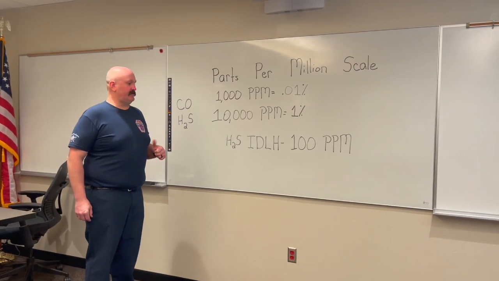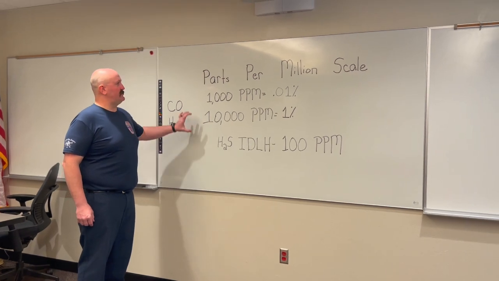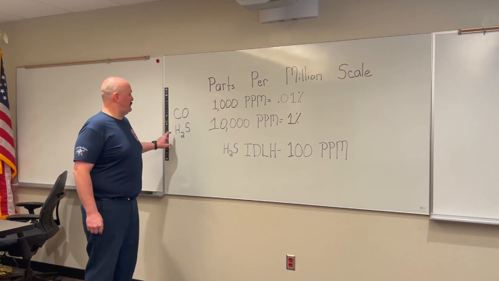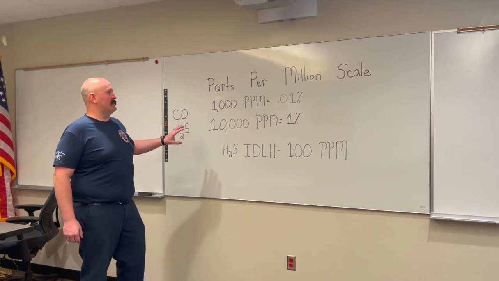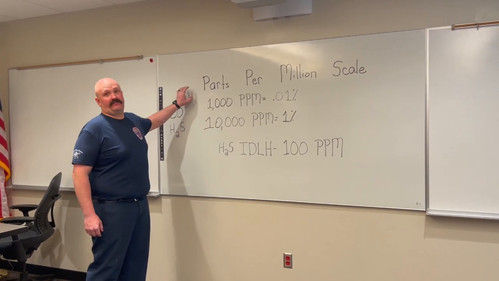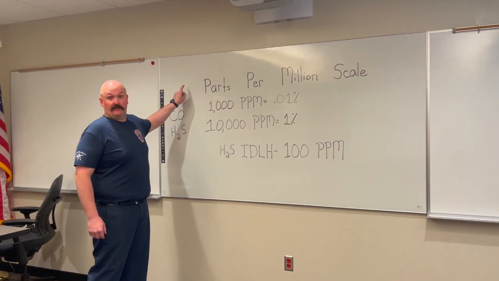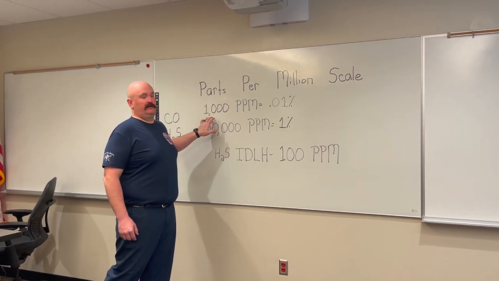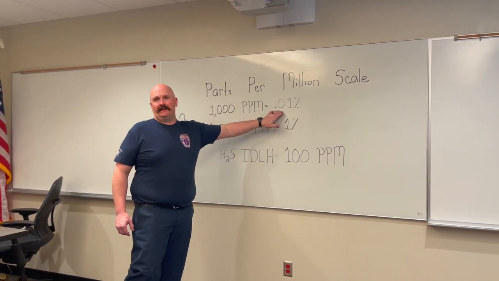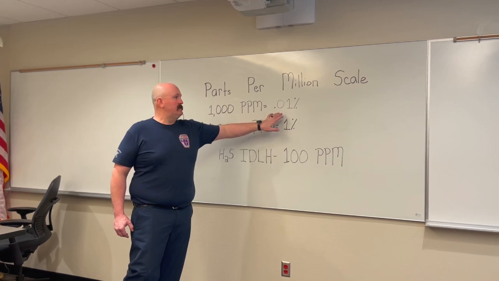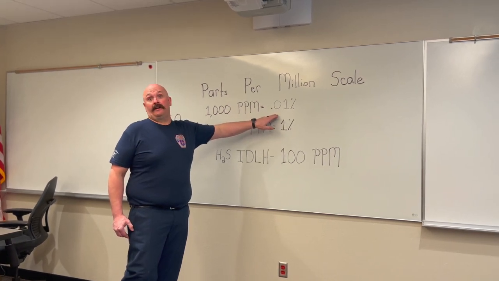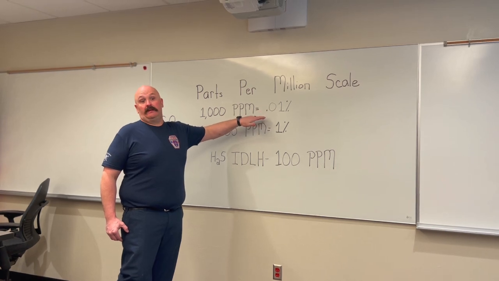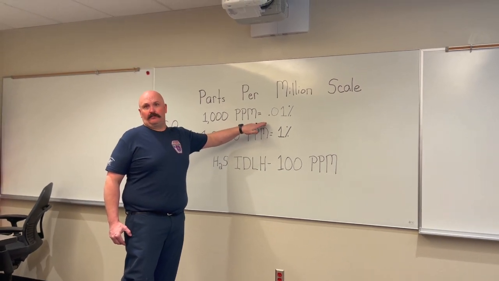The two chemicals on our monitor that give us parts per million are carbon monoxide and hydrogen sulfide. Our oxygen is expressed as a percentage, and the LEL is expressed as a percentage. However, knowing the parts per million and what that equals in a percentage can help you identify how much of a substance may be displacing oxygen.